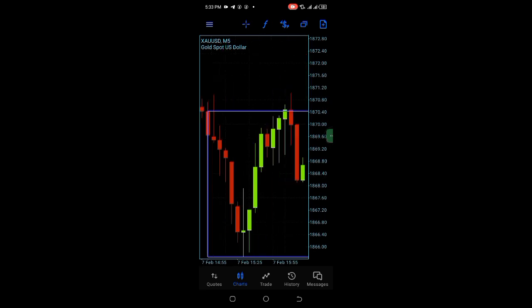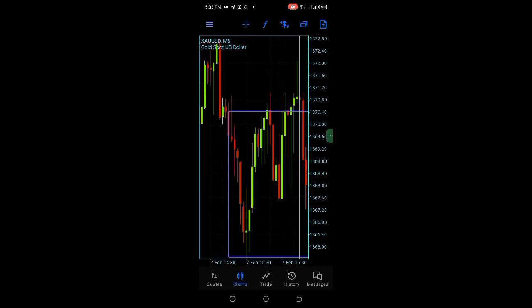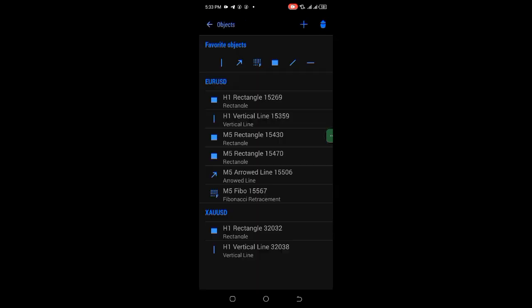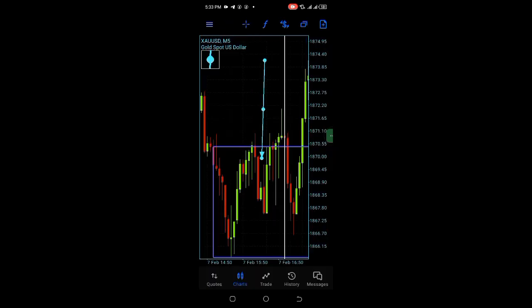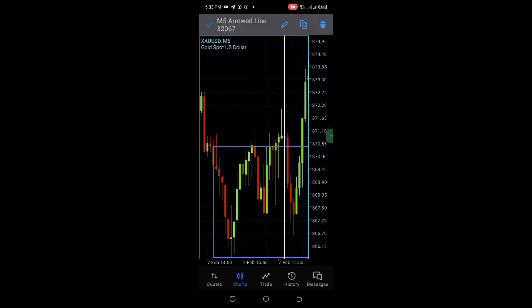Here we are on the lower time frame. You want to look inside the zone for an engulfing candlestick pattern. Okay, so just from the vertical line you begin to look downwards for your candlestick pattern, right? So that is what we'll be looking for here.